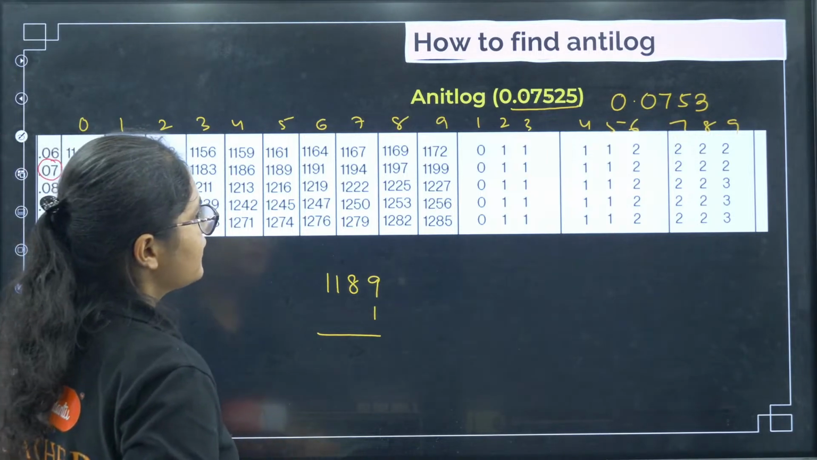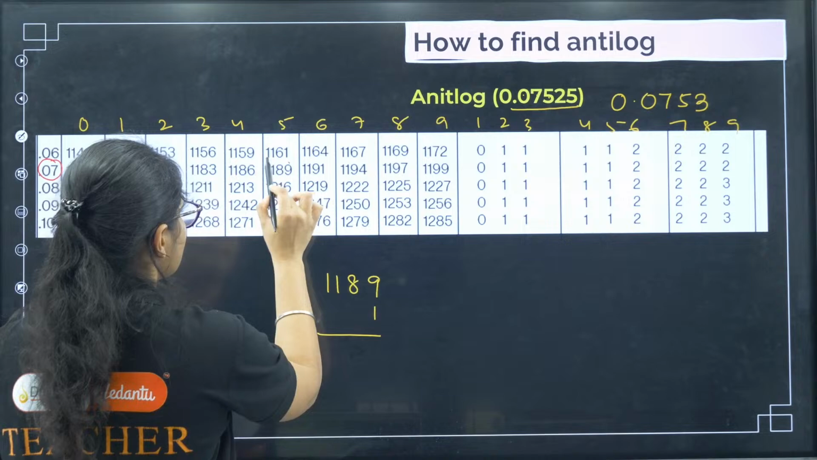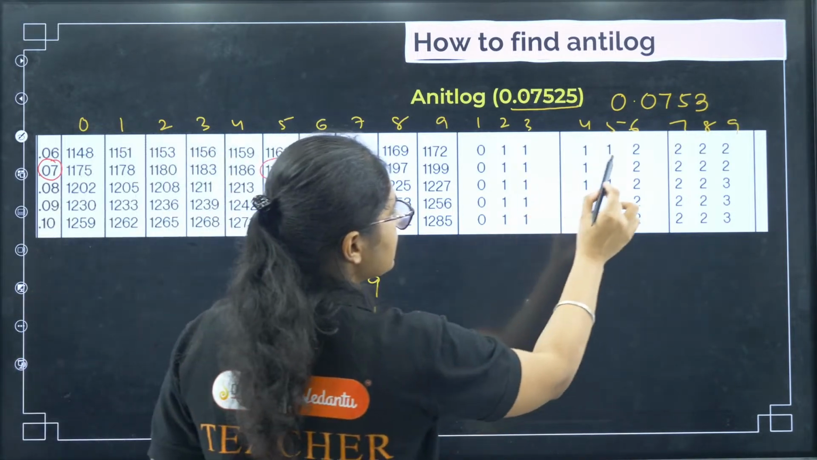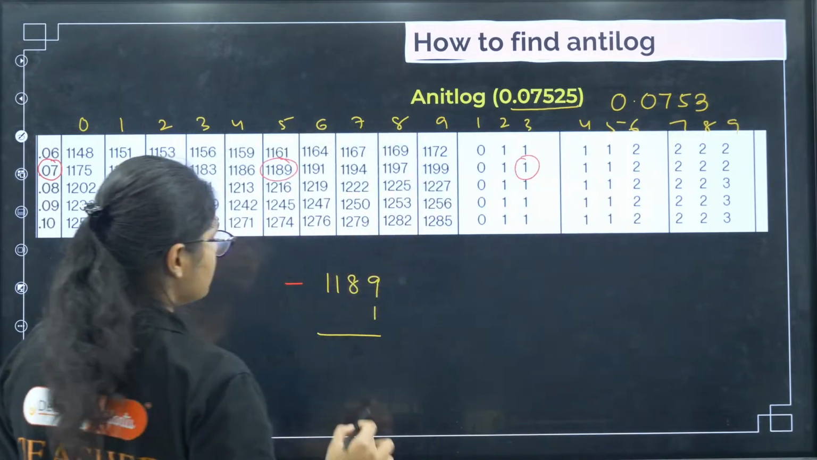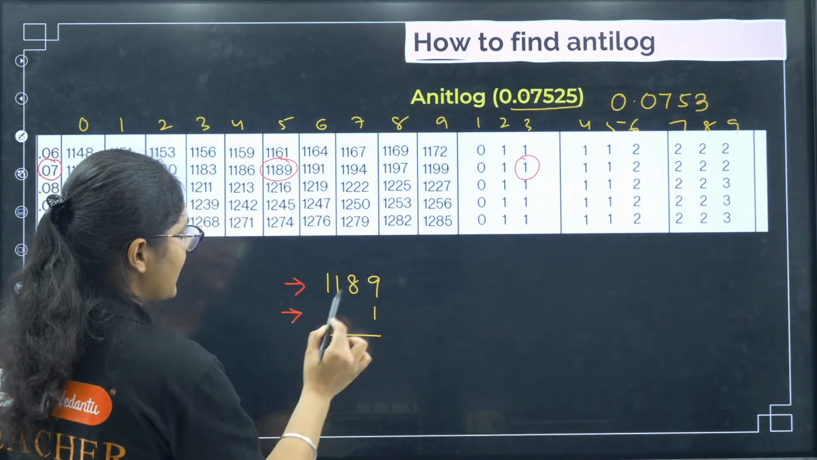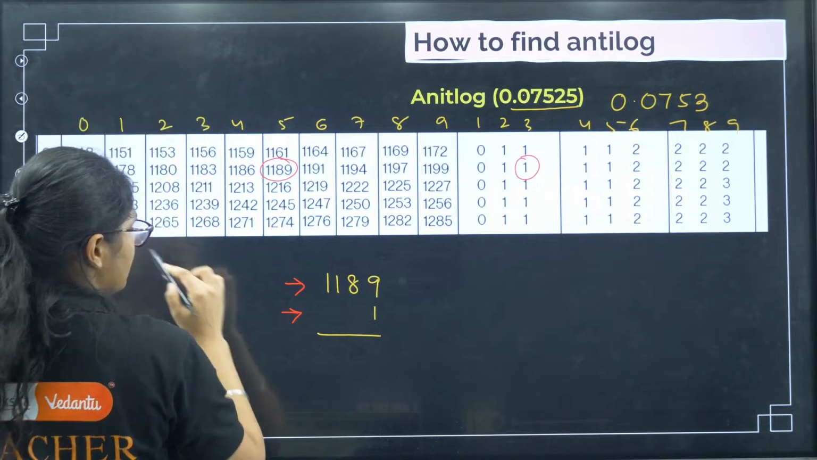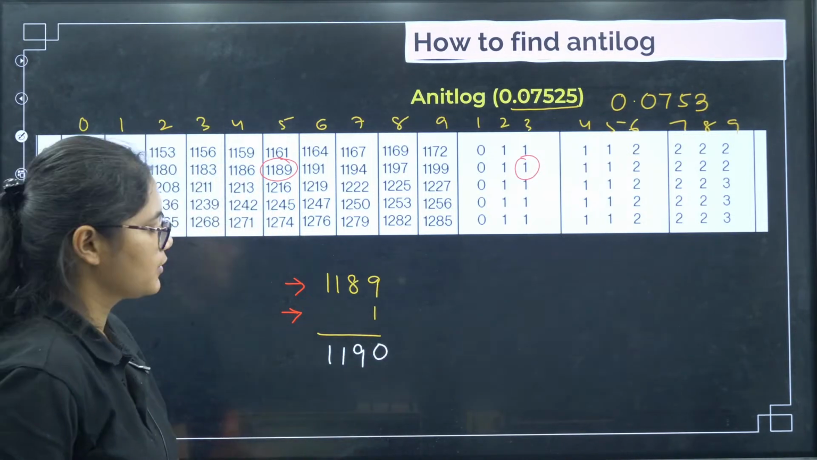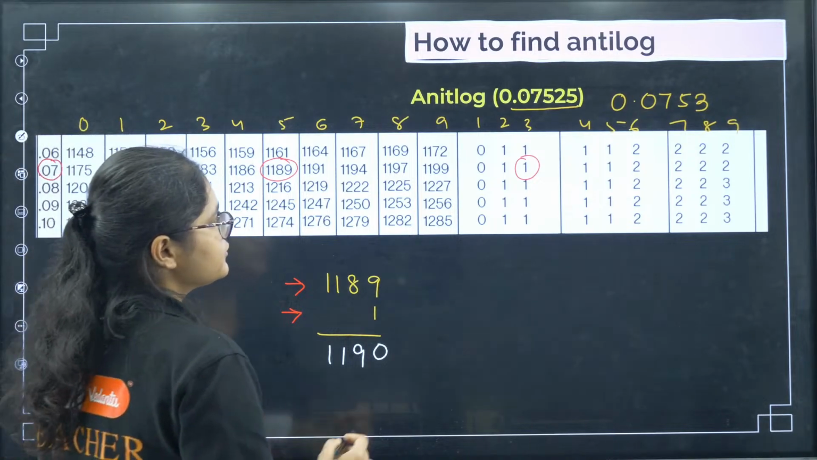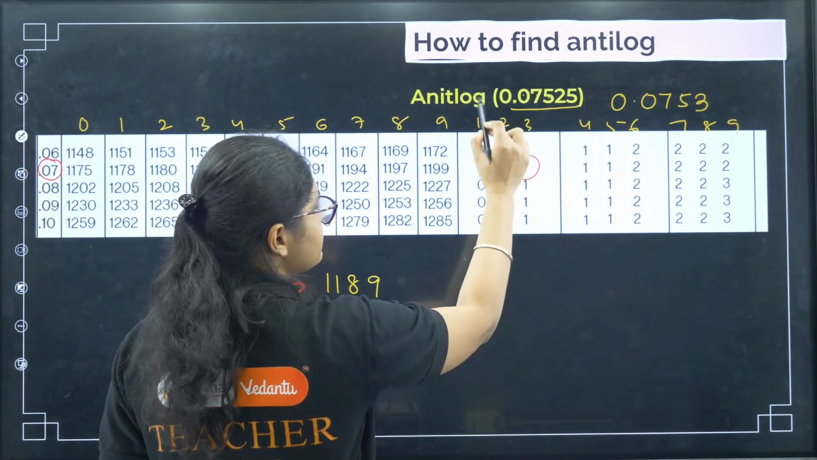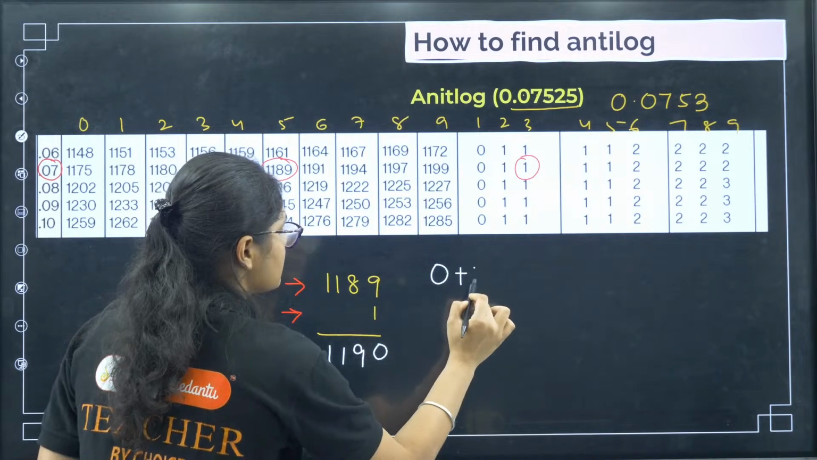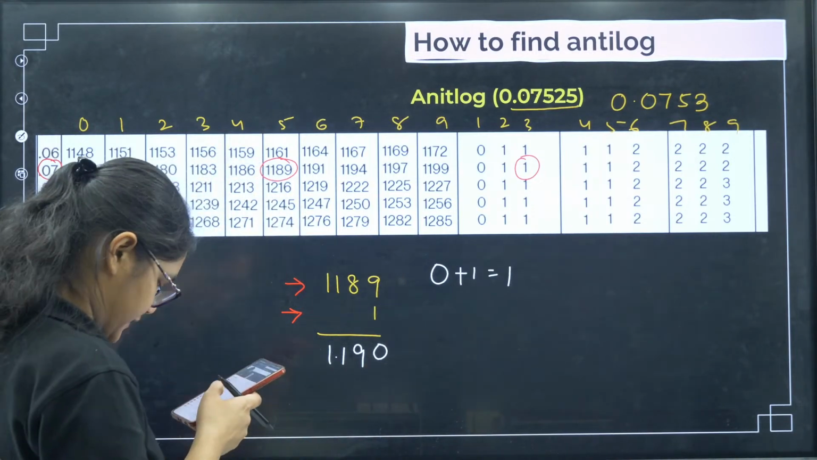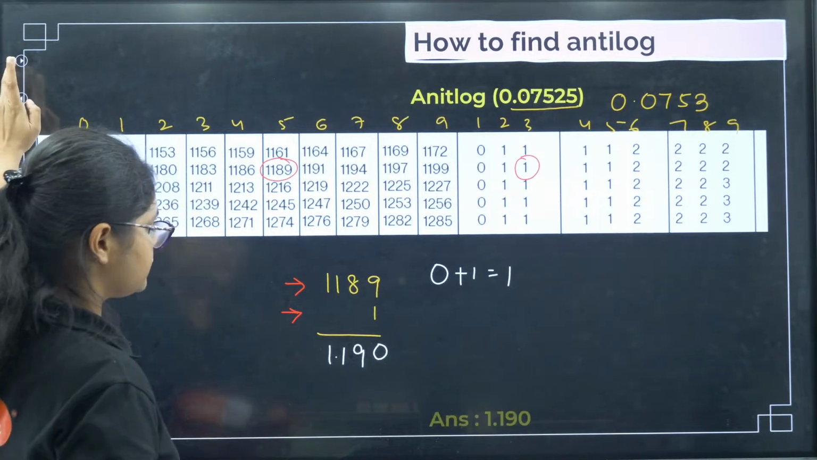So you see I will get here 0.07. Okay, then you have 5 here. That is 1189. Then you have here 3. 3 will give you here 1, right? So just add these two numbers. I will get 1190. Okay, 1190. Next you see before the decimal there is 0. 0 plus 1, that is 1. So 1.190 you will get. Okay, yes, very good students.